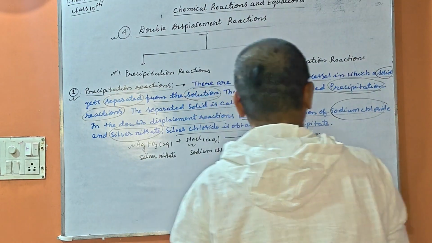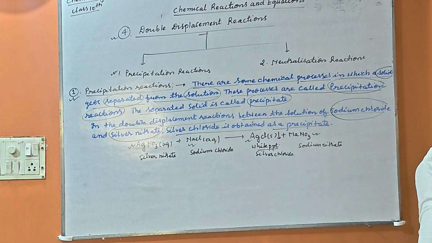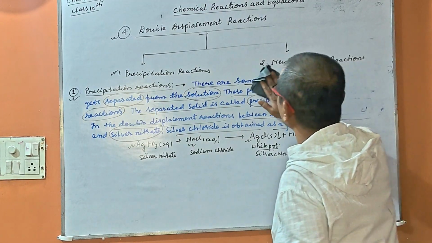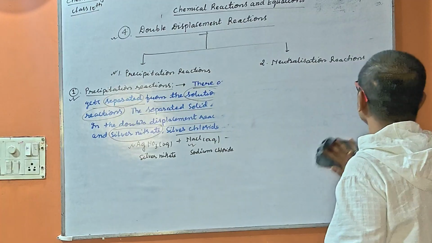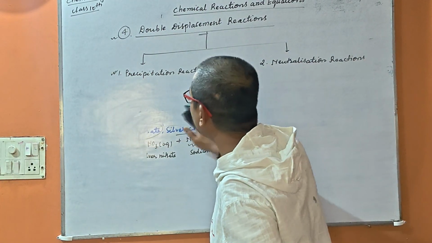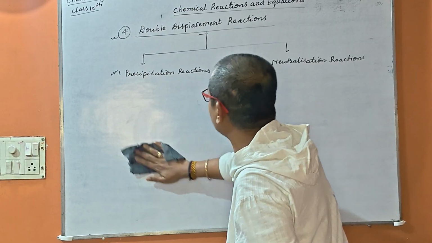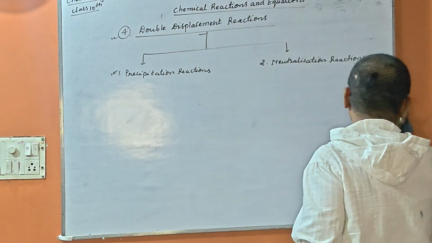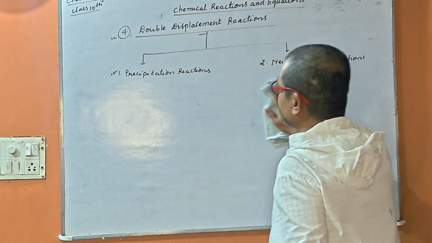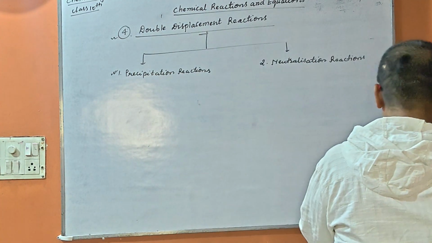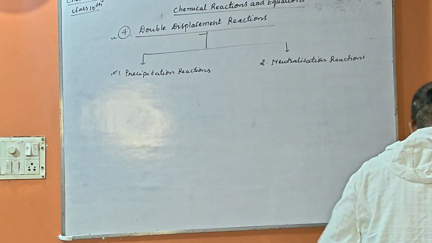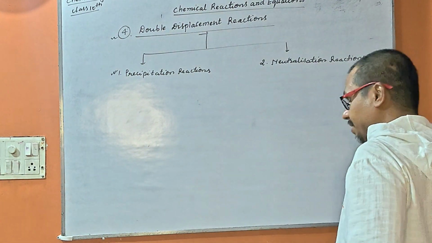Second type of reaction is the neutralization reaction. Let us understand the neutralization reaction in a simple manner. The precipitation reaction is just about the double displacement reaction, you can say. The precipitation reaction is a subtype of double displacement reaction. As you can see, there are lots of examples of reactions of the double displacement type.